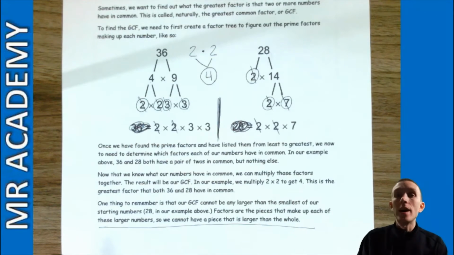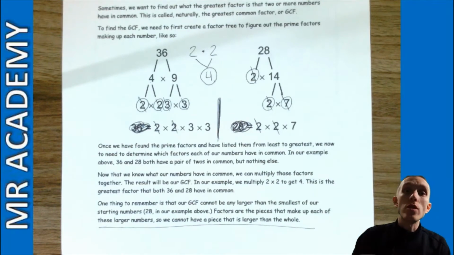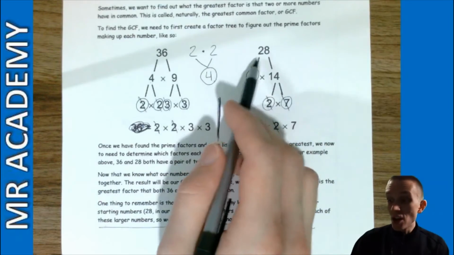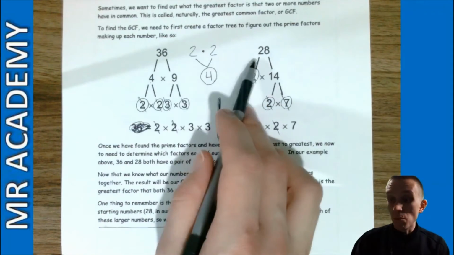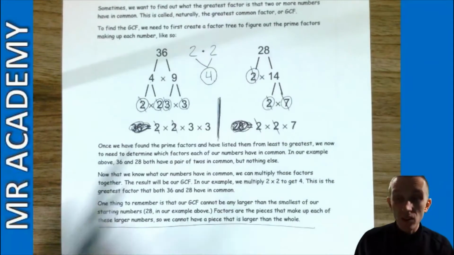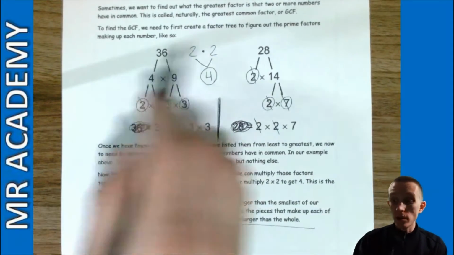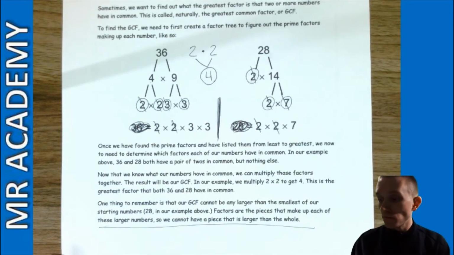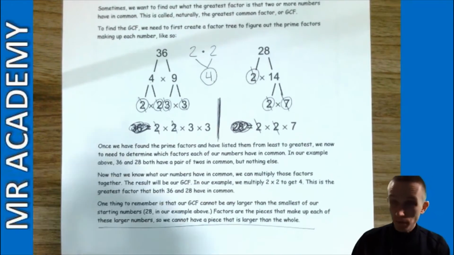Okay, so keep in mind, whatever your final answer is has to be less than or equal to whatever your smallest starting number is. So in this case, I knew right off the bat my final answer was not going to be any more than 28, because that was my smallest number that I started with. 36 and 28, not going to be any bigger than 28. Okay? So keep that in mind.